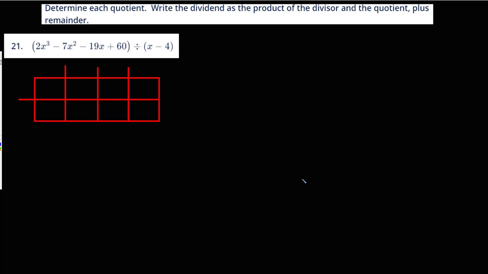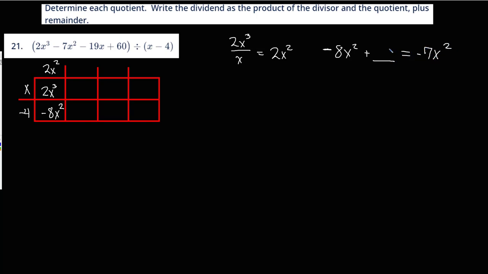So if we're looking at doing each of these quotients and dividends, we have the x minus 4 we're starting with, and the 2x cubed. So 2x cubed divided by x gives me 2x squared. I multiply coming down, and that gives me a negative 8x squared. And so now I need to complete, which is negative 8x squared plus something is going to equal a negative 7x squared. That something is a 1x squared.